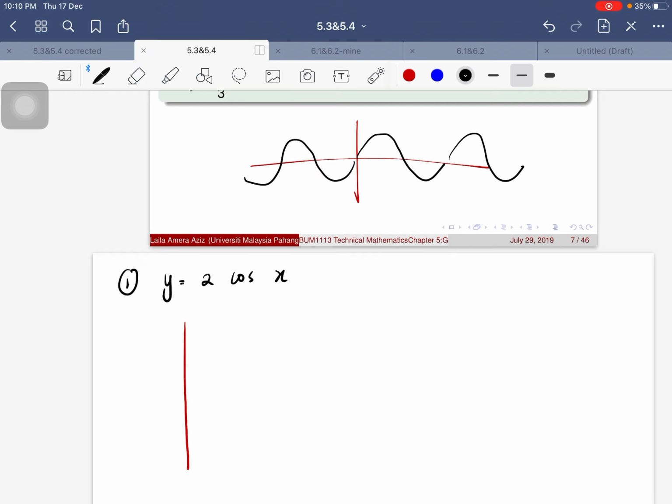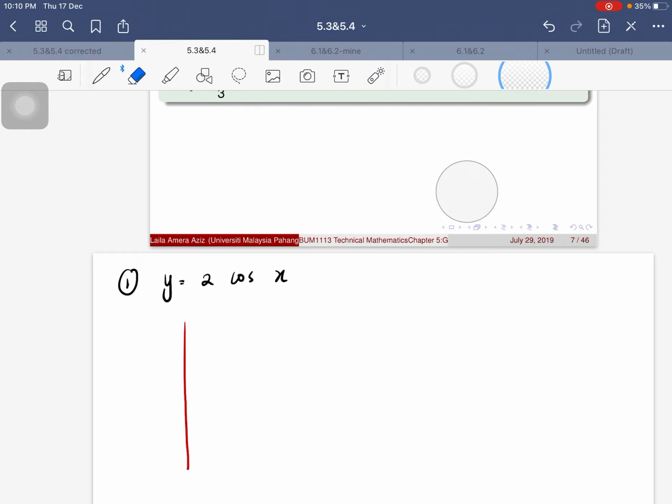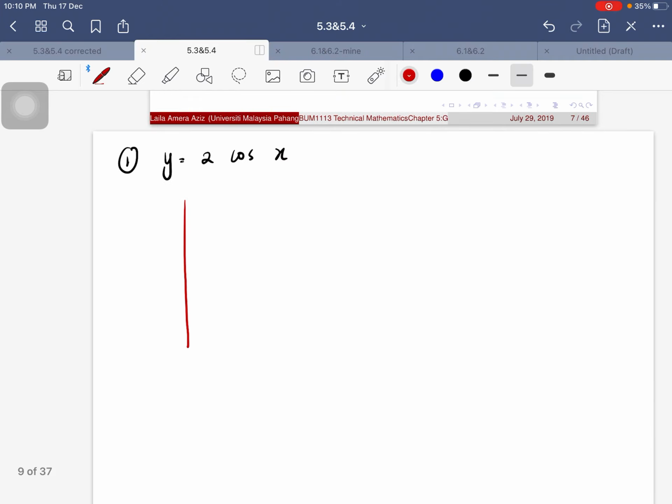But most of the time you're only going to draw one period, and we know that one period is going to be from 0 until 2 pi. But actually it's going to be continuous, having the same shape over and over again. But for the sake of sketching, for the sake of looking at how the graph looks like, we are only going to sketch one period, which is going to be from 0 to 2 pi, depending on the function itself.